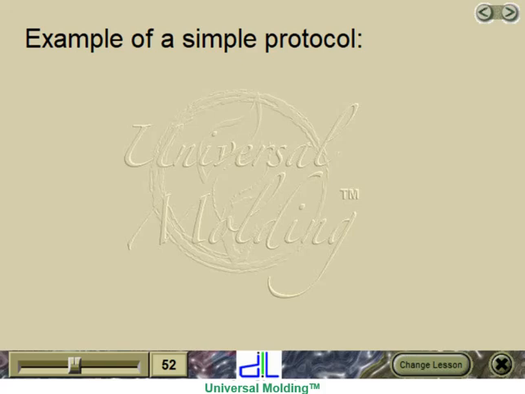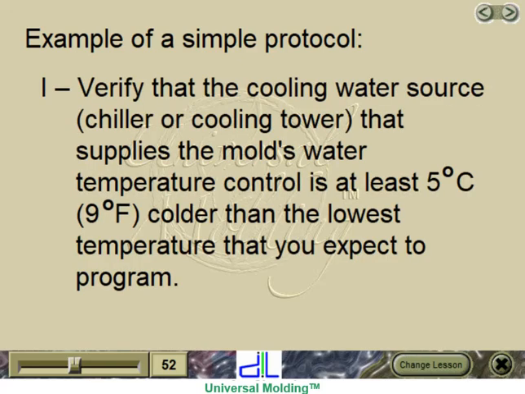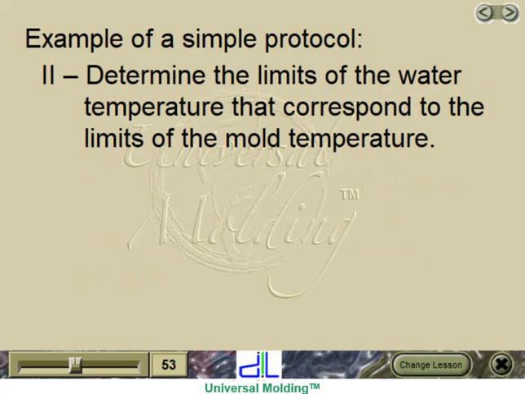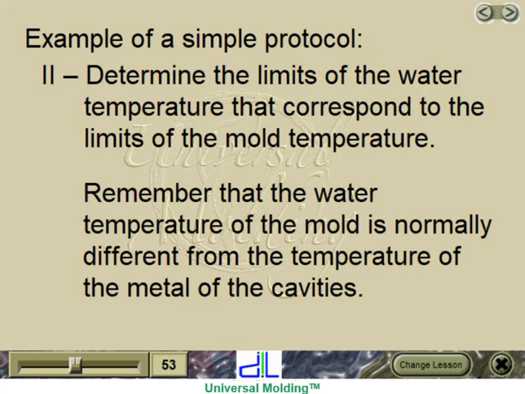Example of a simple protocol. 1. Verify that the cooling water source, chiller or cooling tower, that supplies the mold's water temperature control is at least 5 degrees centigrade, or 9 degrees Fahrenheit, colder than the lowest temperature that you expect to program. 2. Determine the limits of the water temperature that correspond to the limits of the mold temperature. Remember that the water temperature of the mold is normally different from the temperature of the metal of the cavities.